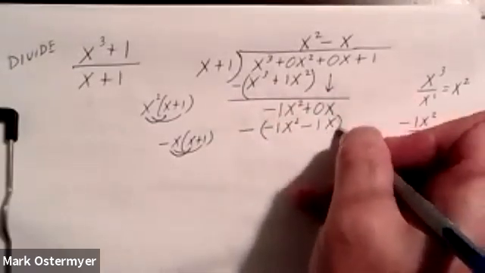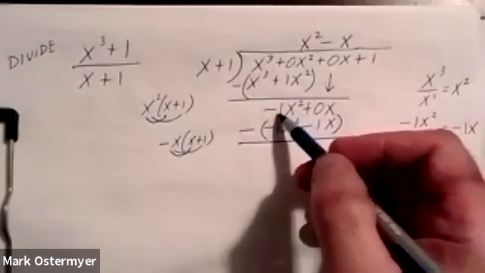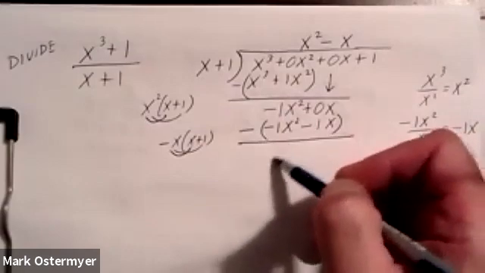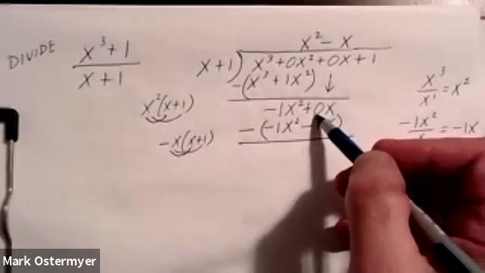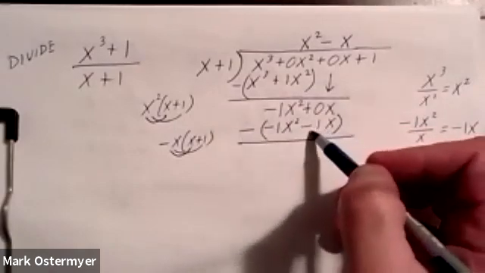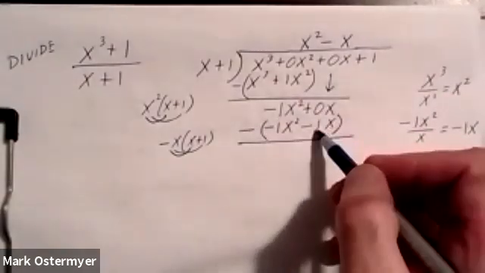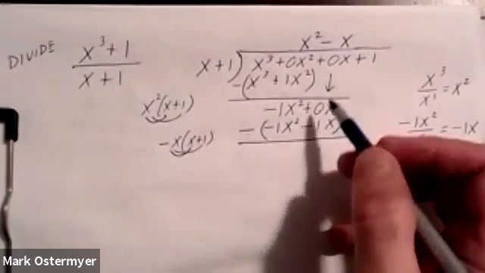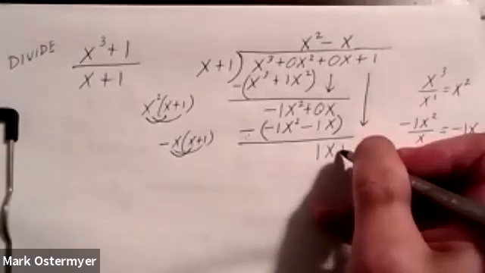Subtract off the whole polynomial. What happens to the x squared terms? What's negative 1x squared minus itself? 0. What's 0x subtract the negative 1x? 0x minus negative 1x. What does that give me? 1x. Bring down the plus 1.